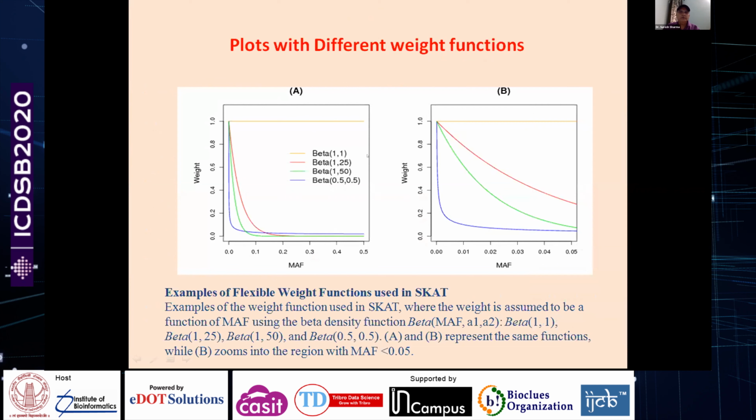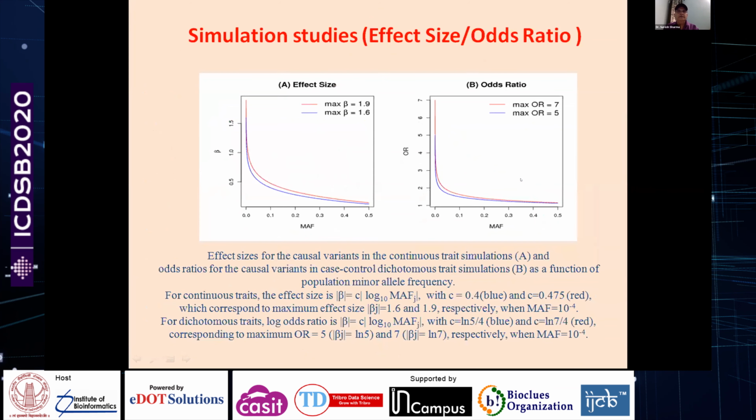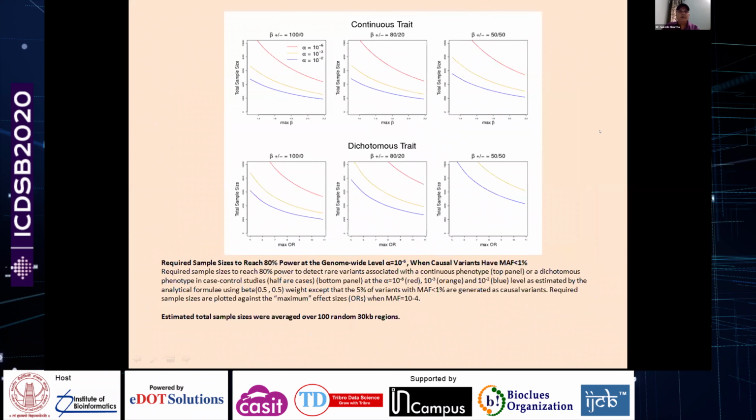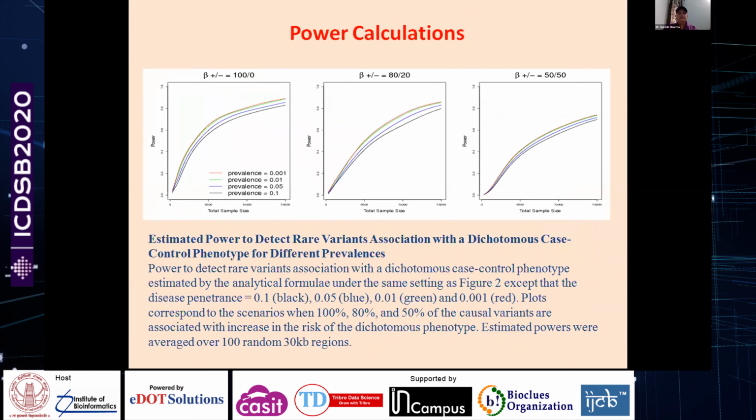We have also plotted different types of plots by using different weights. Then these are simulation studies we have carried out for effect size and also for the odds ratio. We have also looked into the power calculations for different sample sizes. So these are the power calculations.